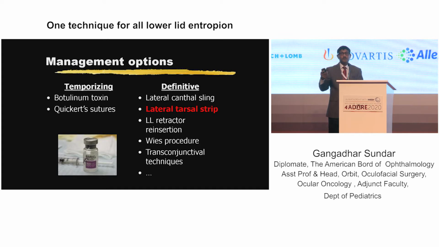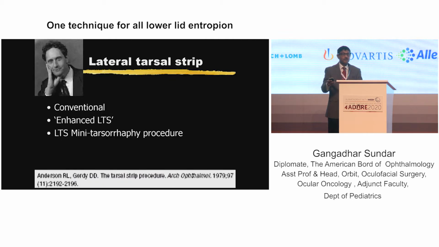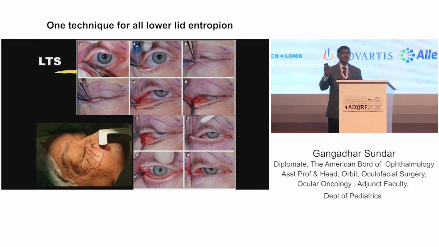The workhorse procedure for lower lid laxity has always been a lateral tarsal strip. That was described by Richard Anderson and Gordy, and I think that's considered the gold standard of lower lid laxity procedure itself. And you all are very familiar about it, where you do a canthotomy and inferior cantholysis, chop off a piece of the lateral canthal tendon, and reattach to the lateral canthal. And that's what I learned with as a fellow itself.